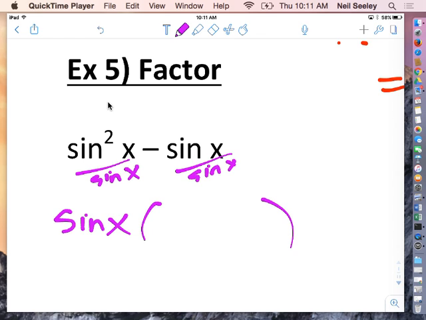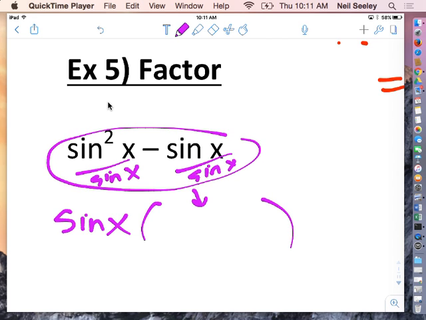Okay? So when I divide it out of the first term, what I get from dividing these both by sine of x, that's what goes in the parenthesis here. So the first one, if I take sine squared divided by sine, it leaves behind sine. And when I take sine of x over sine of x, that's just uno. Done. That's factored.